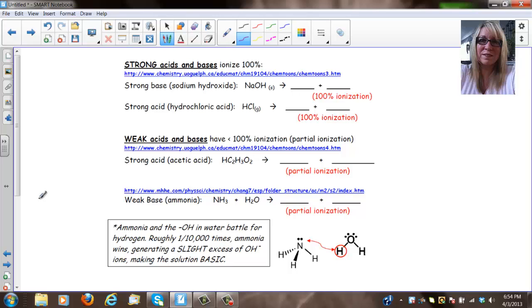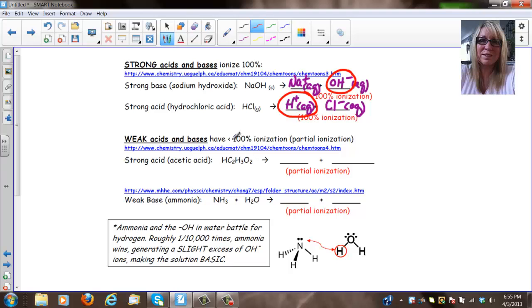Strong acids and bases ionize 100%. I showed you the video animation about this the other night. So if I have NaOH solid, it's going to turn into Na plus aqueous and OH minus aqueous. NaOH is an Arrhenius base because it has OH minus as the only negative ion in solution. And we have HCl as a strong acid. It's going to turn into H plus aqueous and Cl minus aqueous. And this is an Arrhenius acid because it has H plus as the only positive ion in solution.